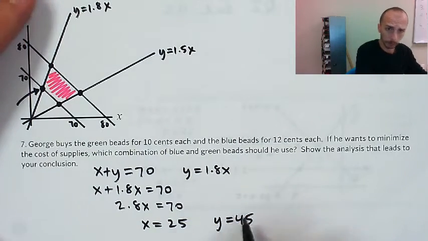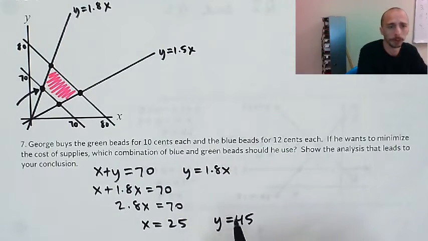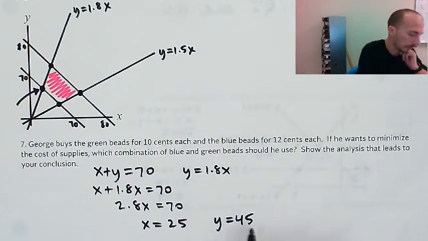Oh man, that was way easier for me to find that. Especially if you're multiplying by 1.8, not my strong suit. With x plus y equals 70, that would have been much easier on an arithmetic level to make sure these added up to 70. Okay, but that's going to be the combination of blue and green for minimum cost. Okay, that's Form A. Let's move on to Form B.